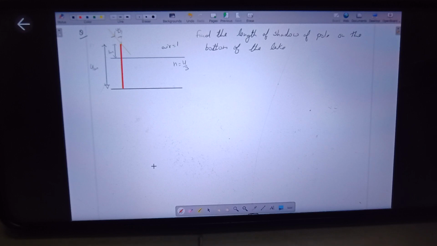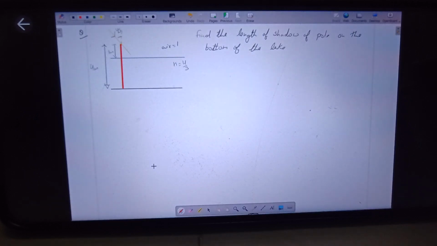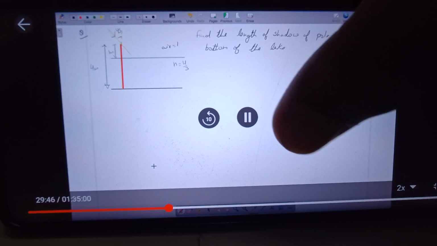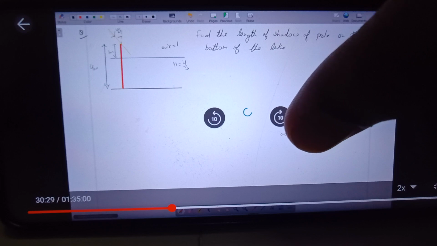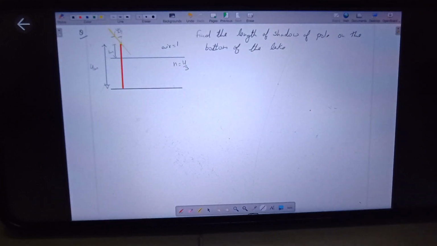First of all, trace the path of the ray. What is the path of the ray? We know that the shadow is formed where the ray lands on the bottom of the lake, so start tracing it. The ray is incident on the water surface, and as it moves from air to water, it will bend towards the normal. Like this. So this is the path followed by the ray.